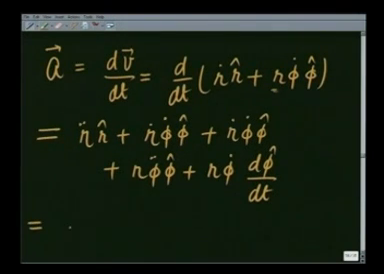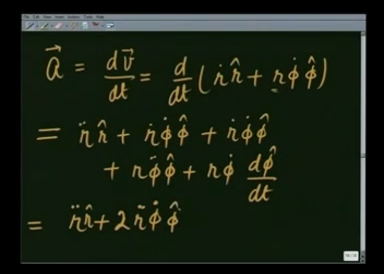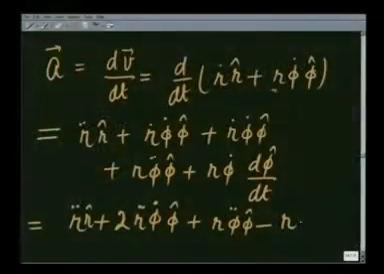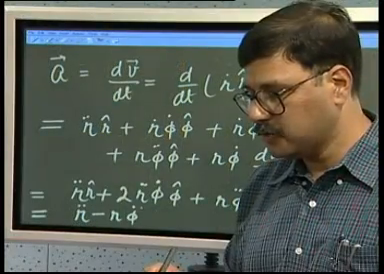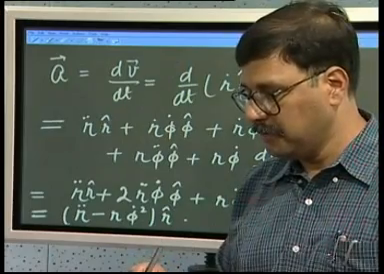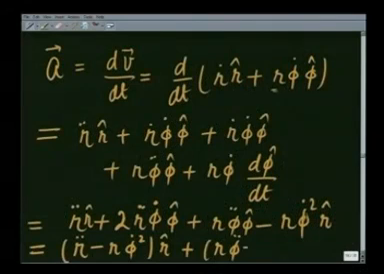Collecting all terms together, you will see this comes out to be r double dot, plus 2 r dot phi dot. This is r double dot in r direction, r dot phi dot in phi direction, plus r phi double dot in phi direction, and d phi by dt, recall, is minus phi dot r. So, this becomes minus r phi dot square in r direction, which therefore can be written as r double dot minus r phi dot square in r direction plus r phi double dot plus 2 r dot phi dot in phi direction. Let me rewrite it for you.